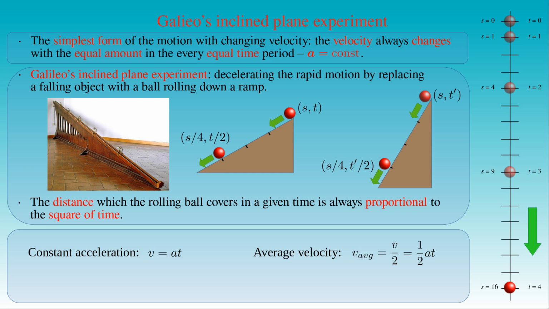The distance s covered by the falling body from the beginning of the free fall to the time t is given by the product of the average velocity and the time t. If we substitute the expression obtained for the average velocity into this equation, then we get half times the acceleration a times the square of the time t. Then we can see that the ratio of the distance s to the square of the time t is equal to the half of the acceleration, which is constant. This result corresponds to the findings of Galileo's inclined plane experiment.